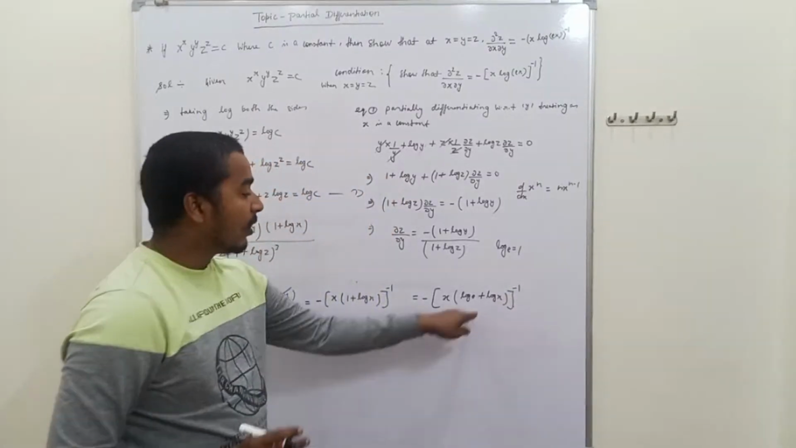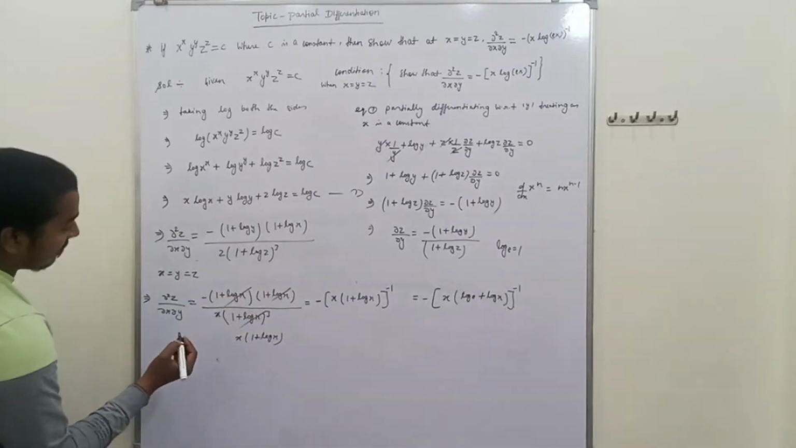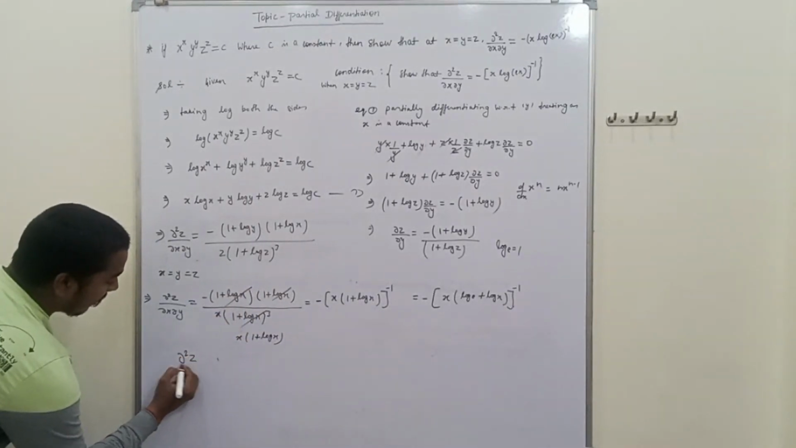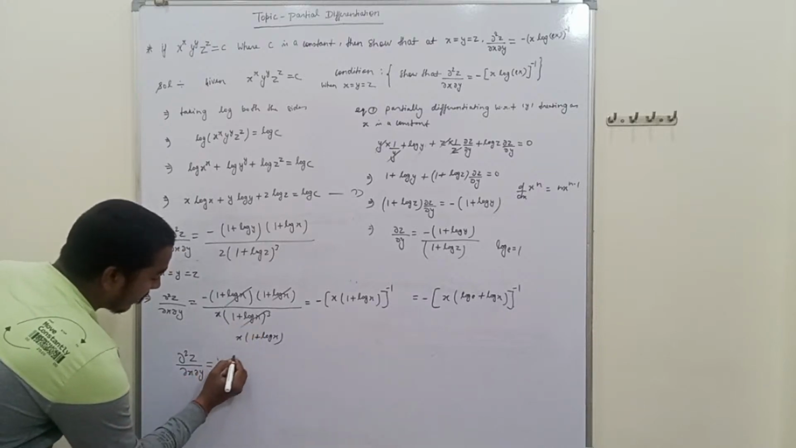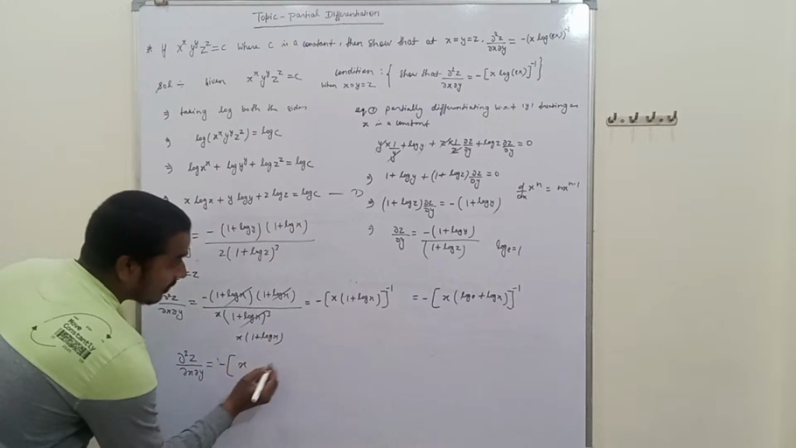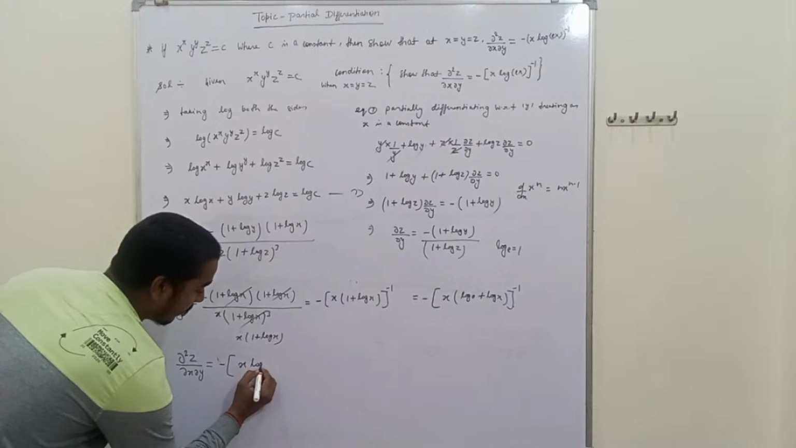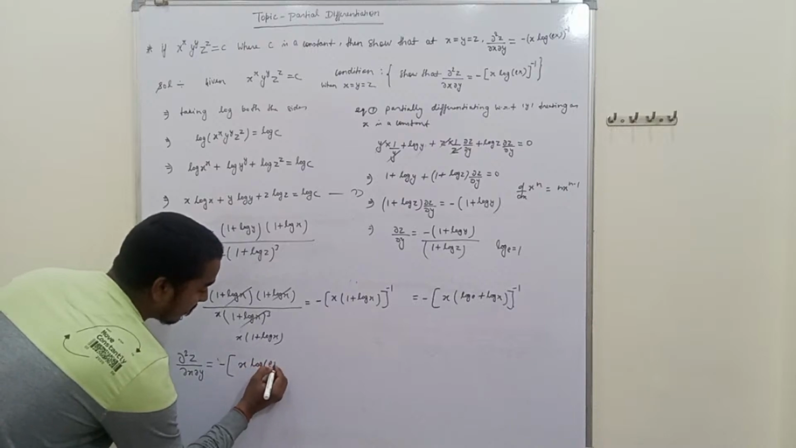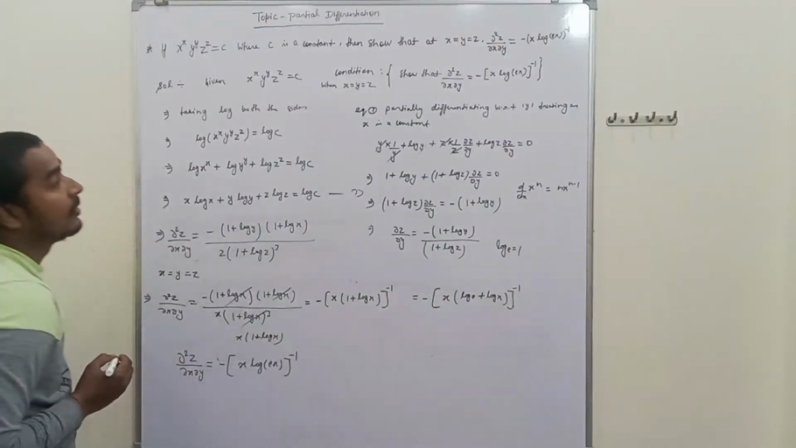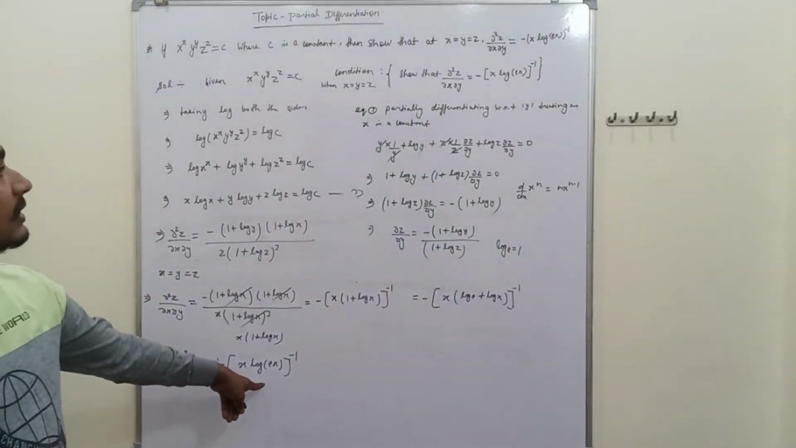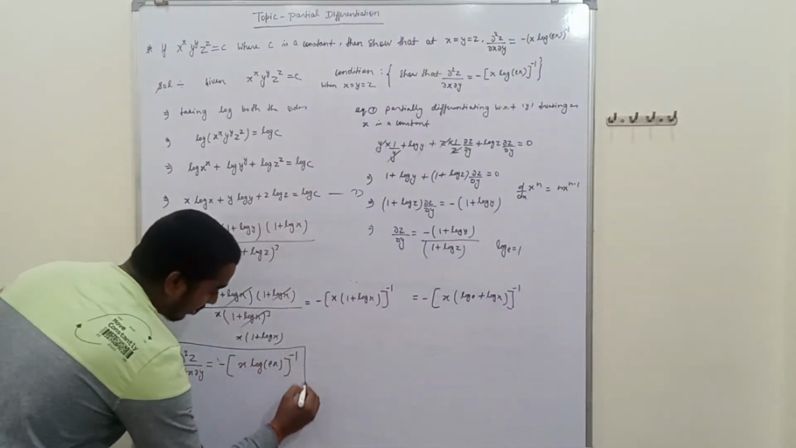We know that log m plus log n is written as log mn, so we have to write del 2z upon del x del y is equal to minus x, and log m plus log n is written as log mn, that is log of ex whole power minus 1. That is minus x log ex to the power minus 1. This is the proving. This is the required solution of the given problem.